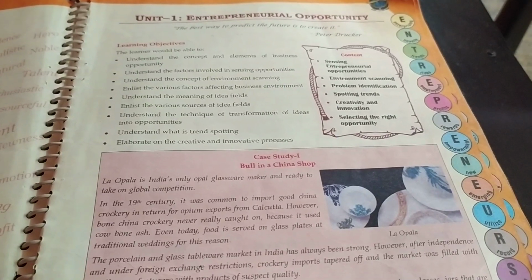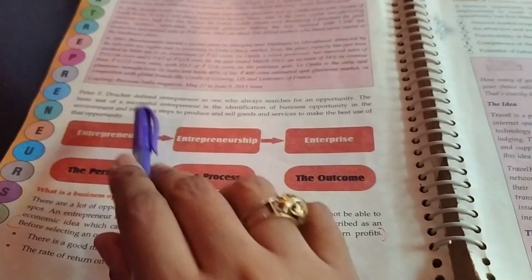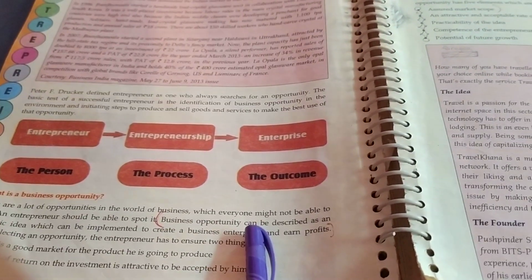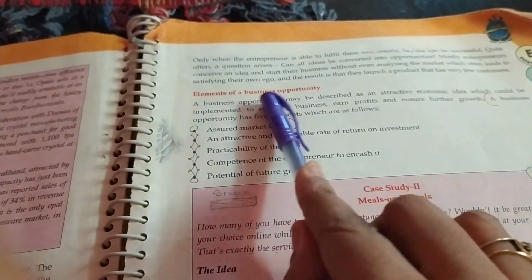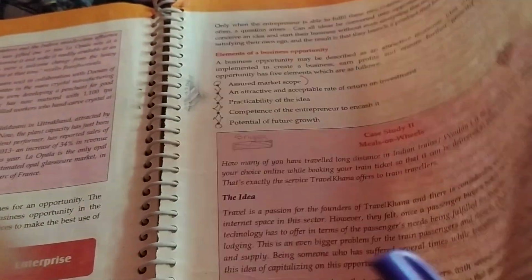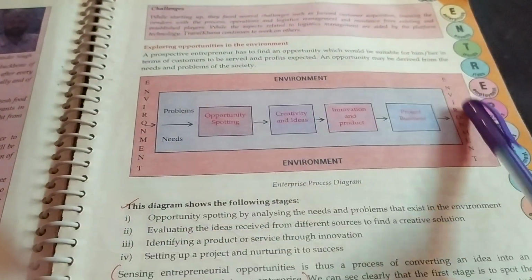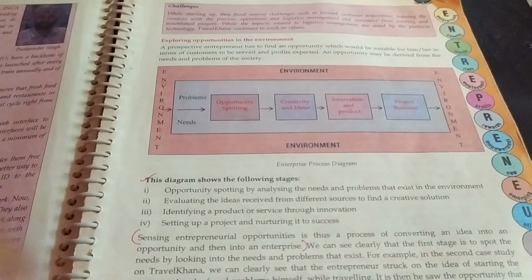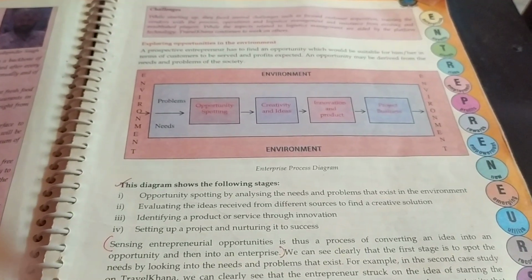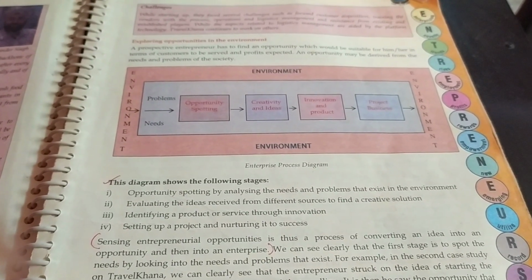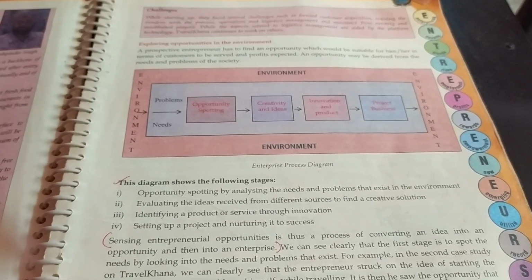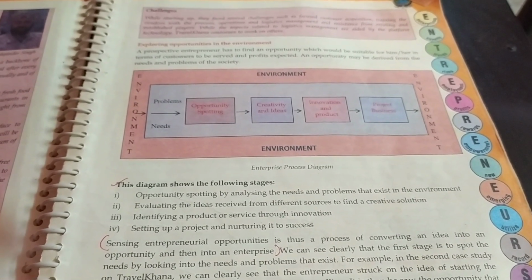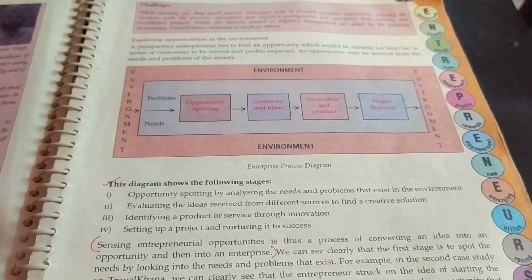Last day we had started with unit 1 and some of the concepts we have already discussed. The meaning of business opportunity had been discussed. The elements of business opportunity had been discussed in the last video. And even this diagram had been explained in my last video. This video will be a continuation of the same chapter. So it's my advice and suggestion that in case you haven't seen the last video, please watch the video, because this is a continuation of that chapter.